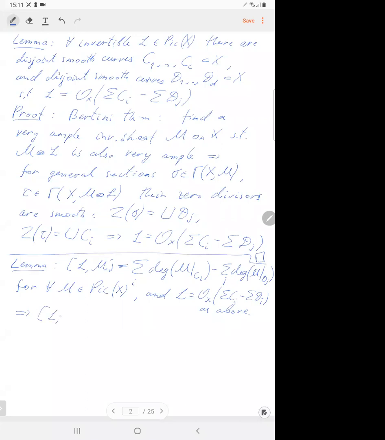this pairing is linear in M, and by symmetry, this pairing is also linear in L. Okay, so it is a bilinear pairing indeed. Okay, so let's prove it.